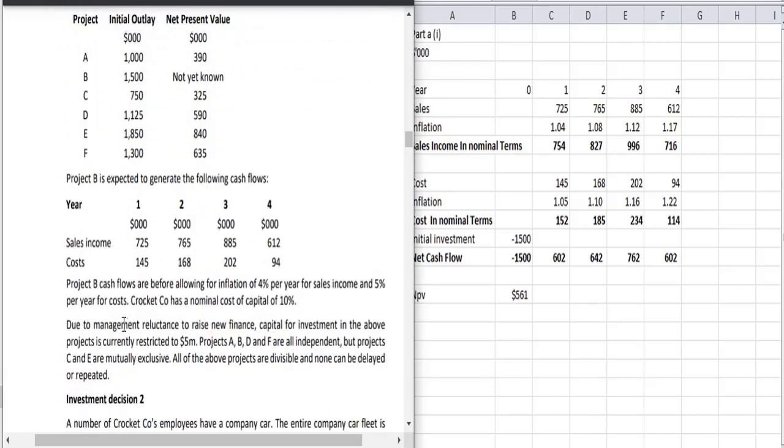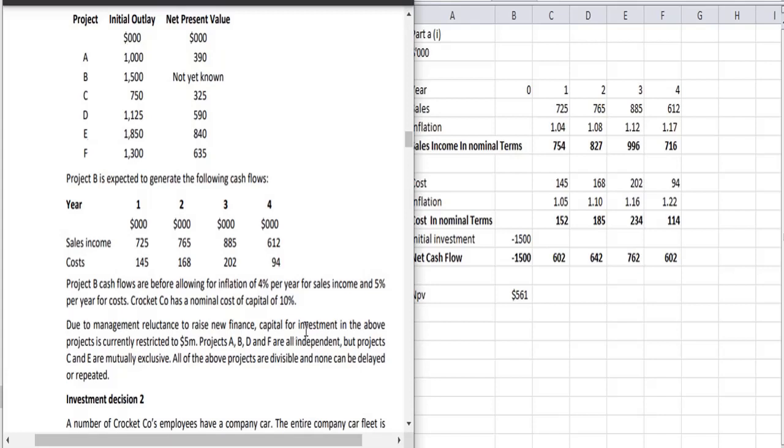Due to the management reluctance to raise the new finance capital, the investment in the above projects is currently restricted to 5 million. So our capital constraint is 5 million, and projects A, B, D, F are all independent, but projects C and E are mutually exclusive. Here C and E mutually exclusive means you have to choose either C or E, but you can't choose both at once. Okay, all of the above projects are divisible.